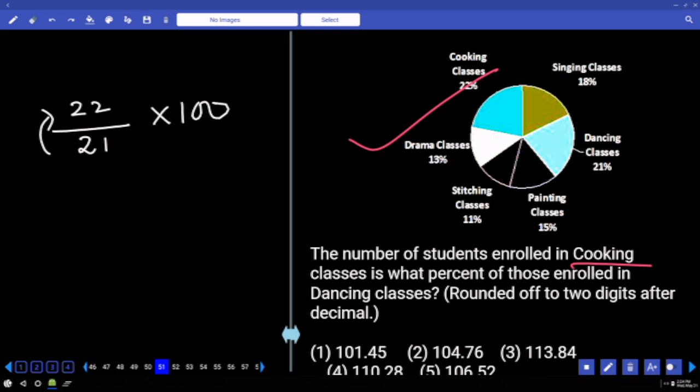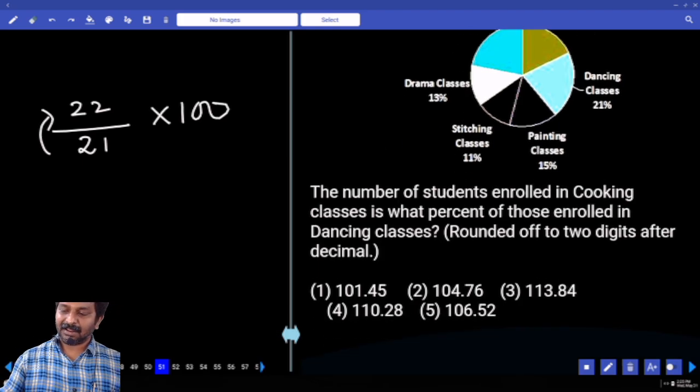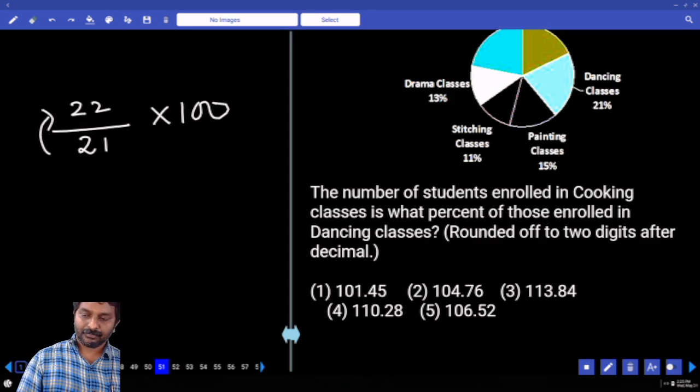What was 10%? 2.1. What is 5%? 1.05. But we need 1, right? Which is a little bit less than that number. That will be in 4 something, 4.8 or 4.9 somewhere, correct? Then answer must be 104 point something, 104.8 or 104.9 somewhere, correct? Answer, second option. Done. Yes.